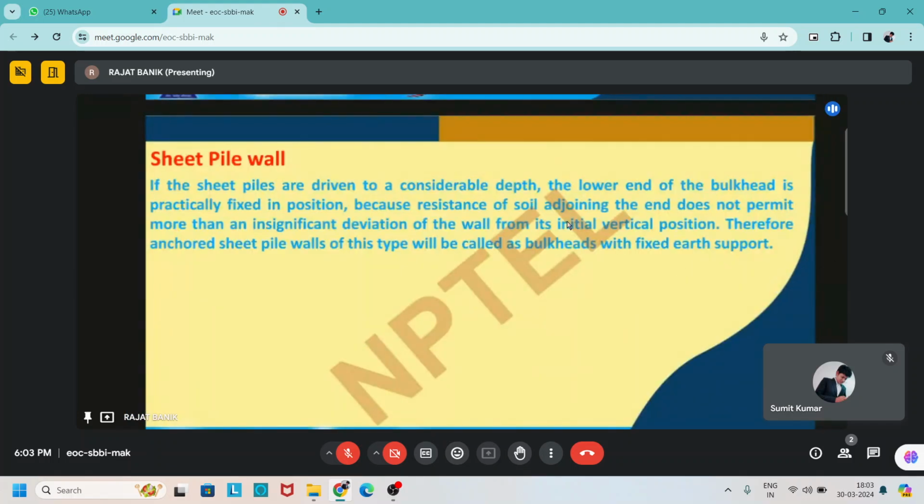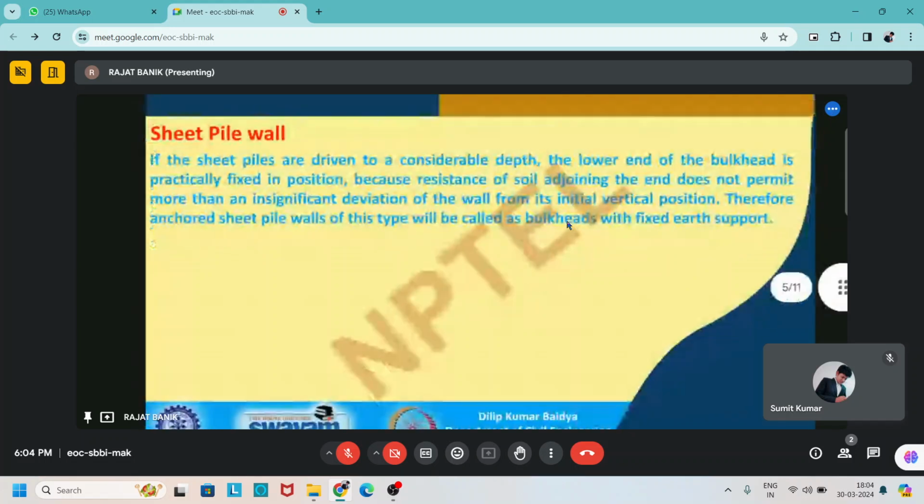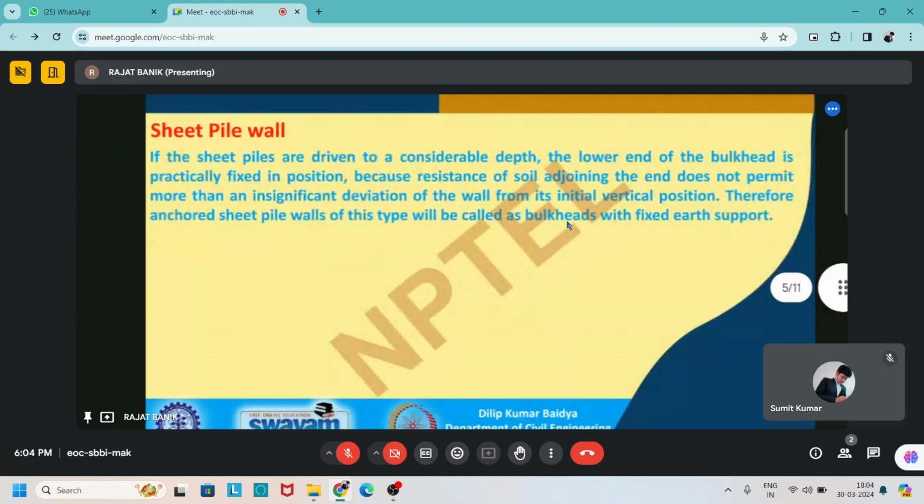Then, if the sheet piles are driven to a considerable depth, the lower end of the bulkhead is practically fixed in position, because the resistance of the soil adjoining the end does not permit more than a insignificant deviation of the wall from its initial vertical position. Therefore, anchored sheet pile walls of this type are called bulkheads with fixed earth support.